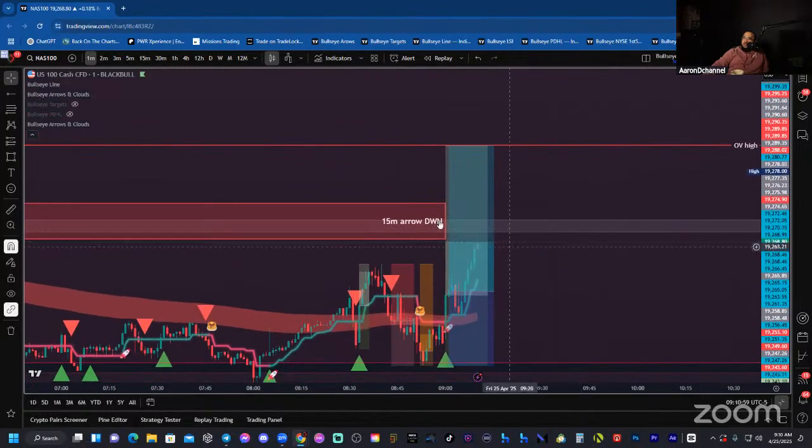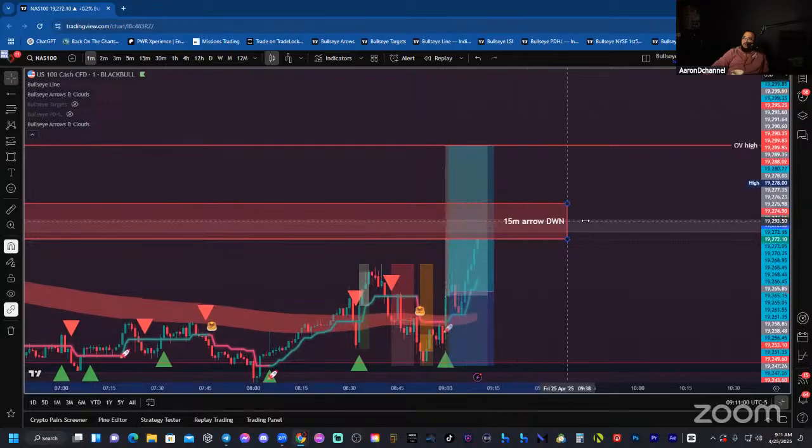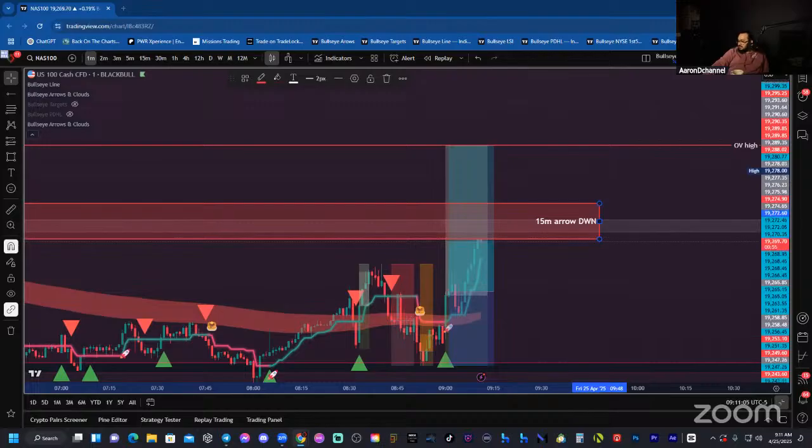All right, we're getting a reaction here off of the 15-minute arrow down level. So if you have not yet protected, take partials or leave a runner. You probably want to consider doing something like that. Hey, or you could just let it run, shoot. As long as that stop loss is intact, so is this trade. But you don't want to turn this into a loss.